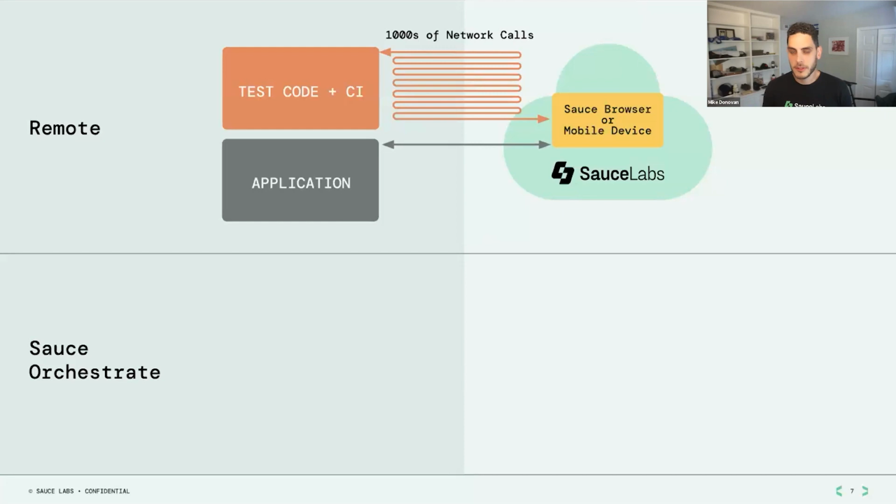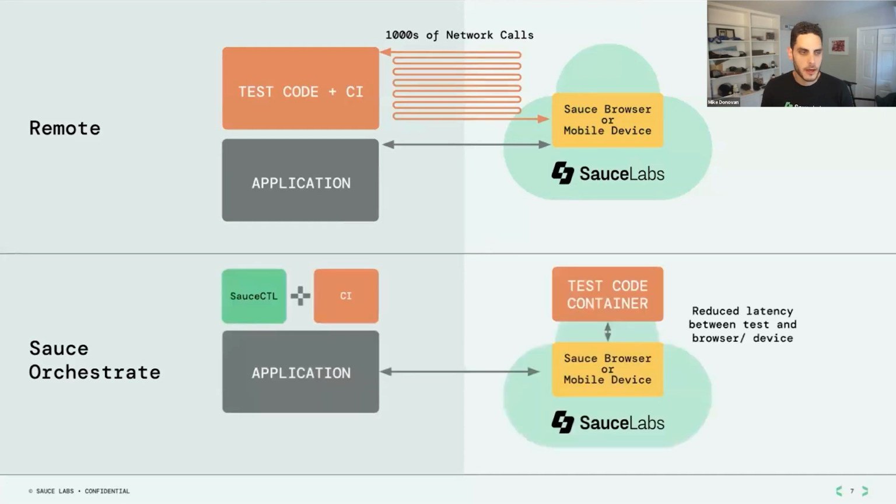And so we set out to solve this, right? With Sauce Orchestrate, we really are changing the execution model of how the tests work. Instead of the test code running from your environment, the test code now runs from within the Sauce Labs grid. We're essentially providing you an execution environment that can run your test scripts right next to the underlying browser, real device, emulator and simulator, whatever you're using in Sauce Labs. Whatever your tests are doing today, they will continue to work as it switches over to Sauce Orchestrate.